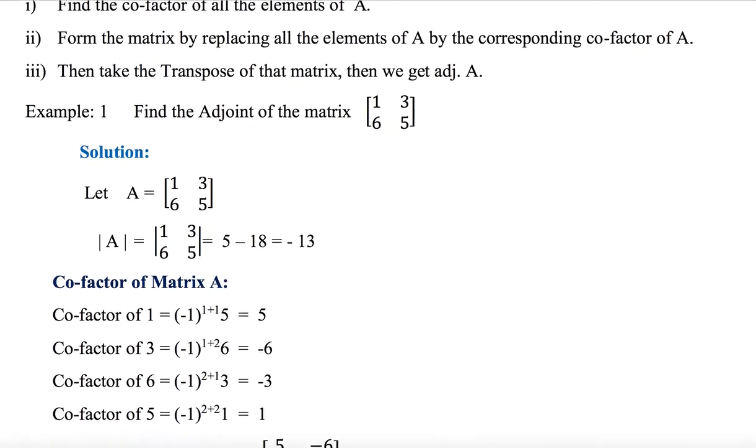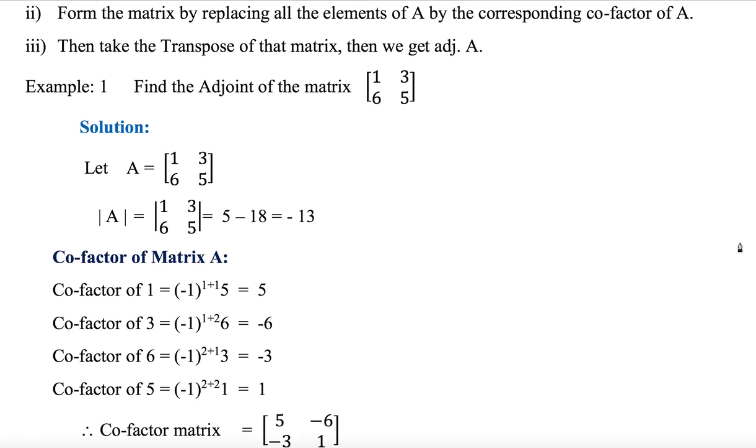Alright, let's go for a 2 by 2 example. The cofactor of each element you need to find. For the first element, what is the cofactor? Minus 1 whole power 1 plus 1, that is plus 5 only. If you delete this one you will remain with the 5 only, right? Similarly, what is 3? 3, what about the sign? Minus 1 whole power, first row second column, so 1 plus 2, right? So this is minus 6. What about 6, the cofactor of 6? Delete this one and this one, again minus sign, minus 3.